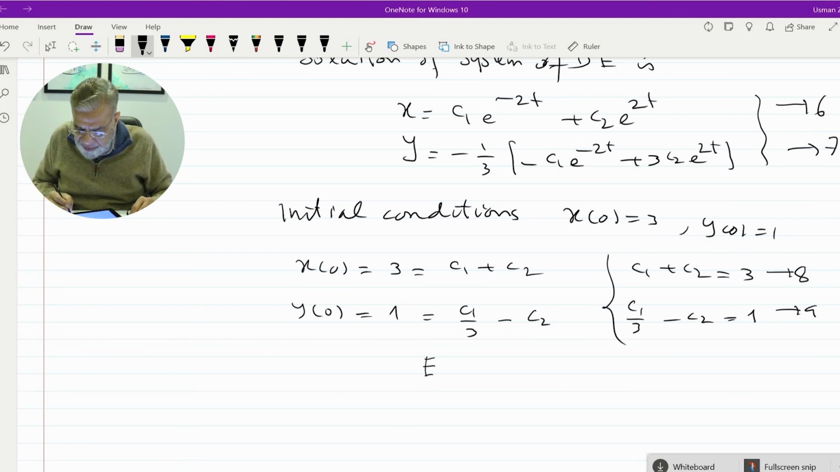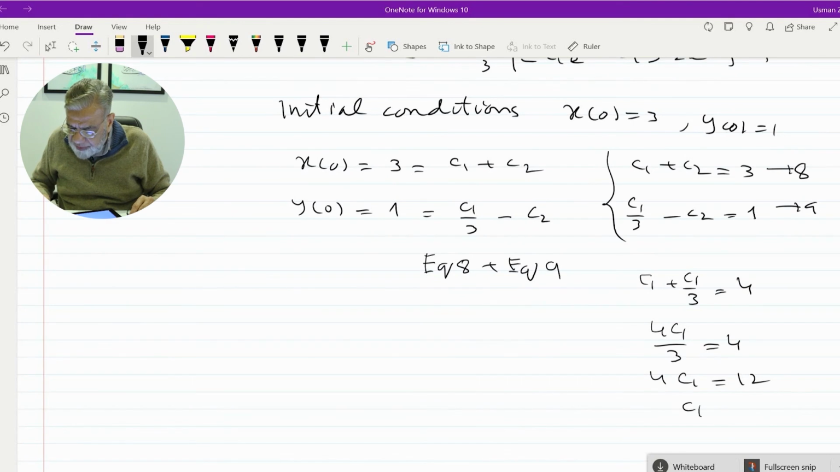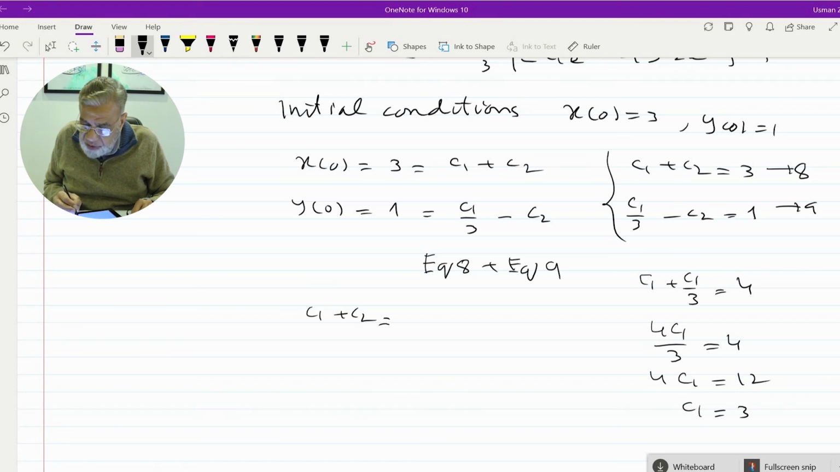I add equation 8 and equation 9, we add them. So what we get here is c1 plus c1 by 3 is equal to 4. And if we simplify, this is 4 c1 by 3 is equal to 4. And we get 4 c1 equal to 12. And I get c1 equal to 3. So I get the value of c1 equal to 3. Now I substitute in equation 8. In equation 8, we have c1 plus c2 equal to 3, and c1 equal to 3, so 3 plus c2 equal to 3, and c2 is equal to 0.